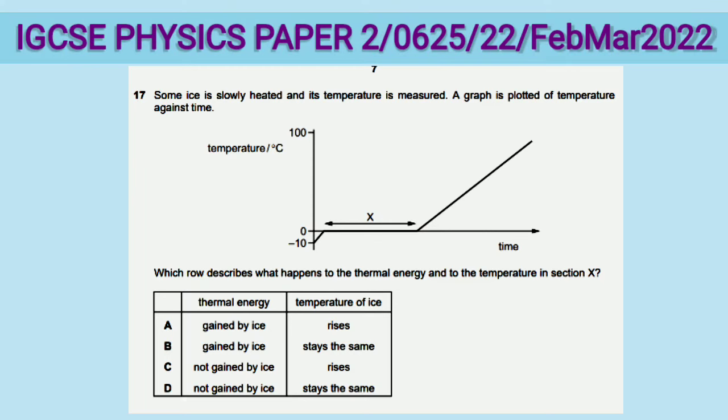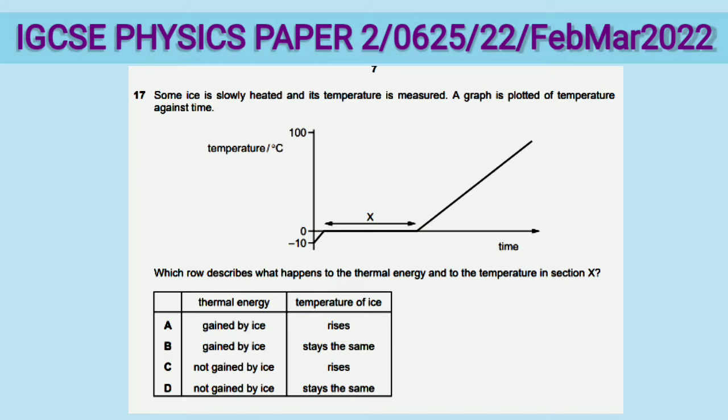Our next question, question 17. Some ice is slowly heated and its temperature is measured. A graph is plotted of temperatures against time. Which row describes what happens to the thermal energy and to the temperature in section X?